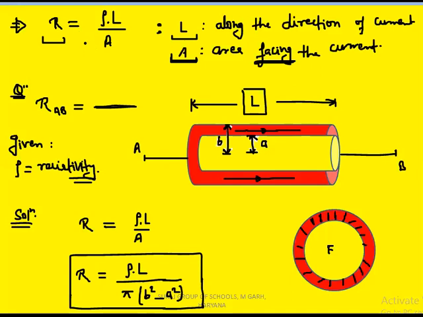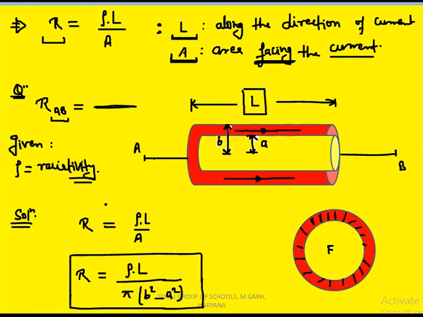So here the resistance R is defined as rho L by A, and L is the length along the direction of current, and capital A is the area facing the current. These two things are very important to choose for a given structure according to the flow of current. They will not tell you that the current is flowing from A to B. They are simply asking for the equivalent resistance across AB. It means you can choose that the current is flowing from A to B.